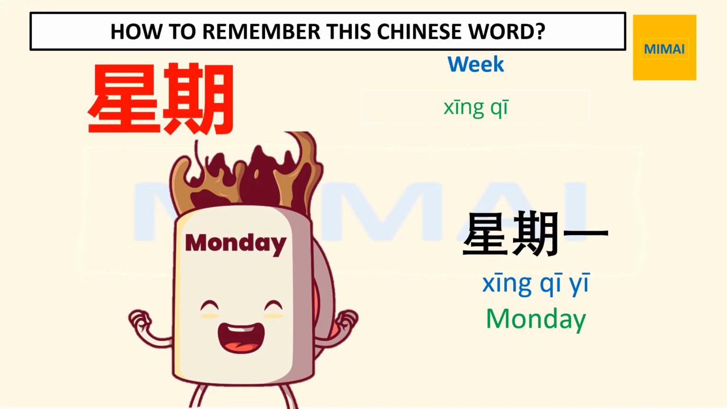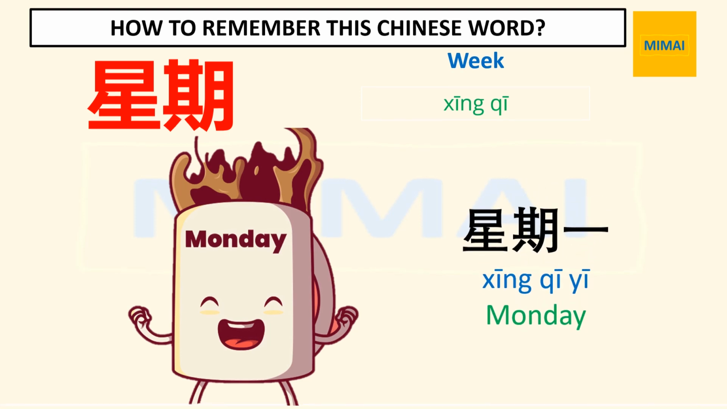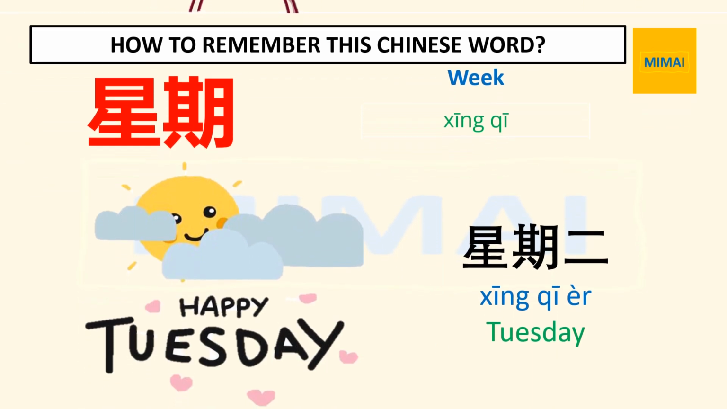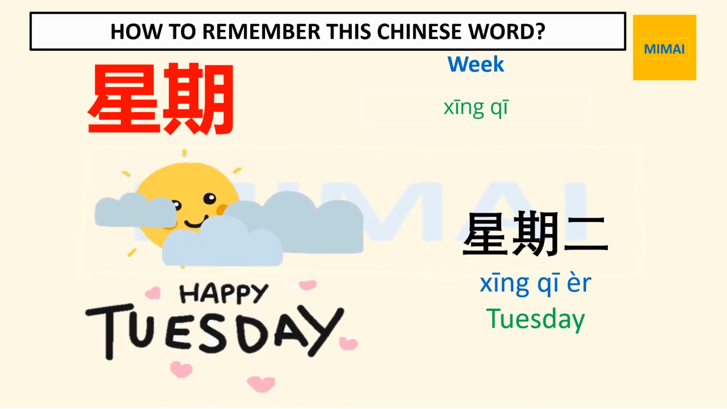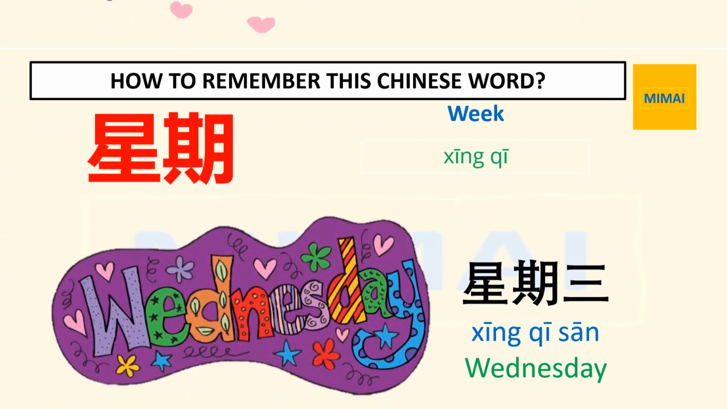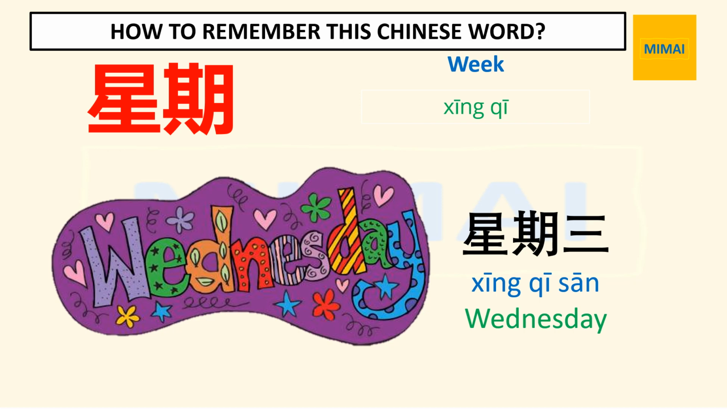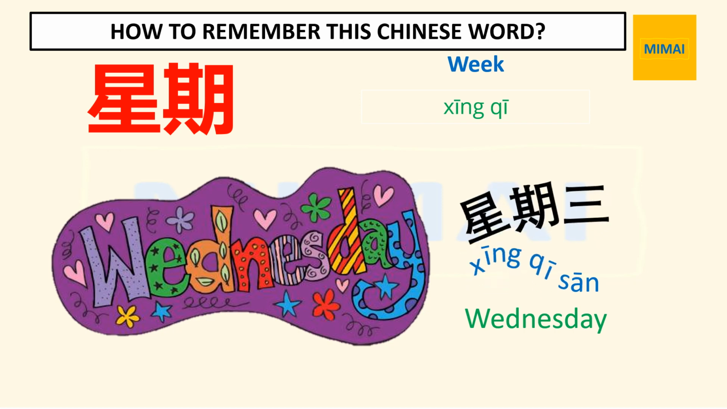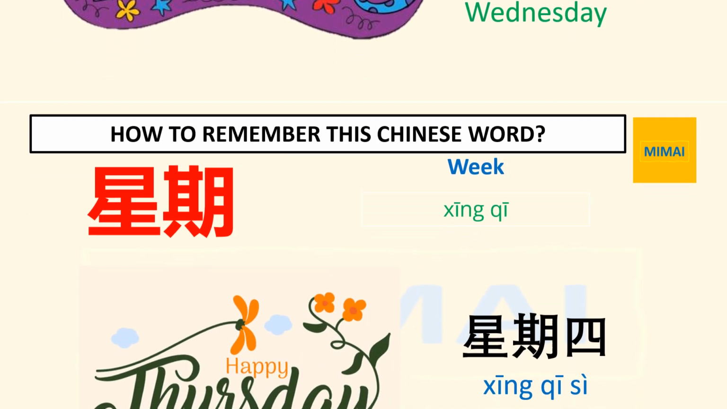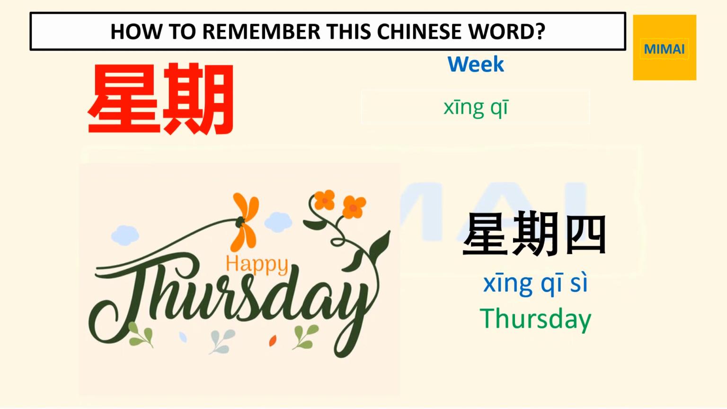Here is an example for this word. Monday. 星期一. Tuesday. 星期二. Wednesday. 星期三. Thursday. 星期四.